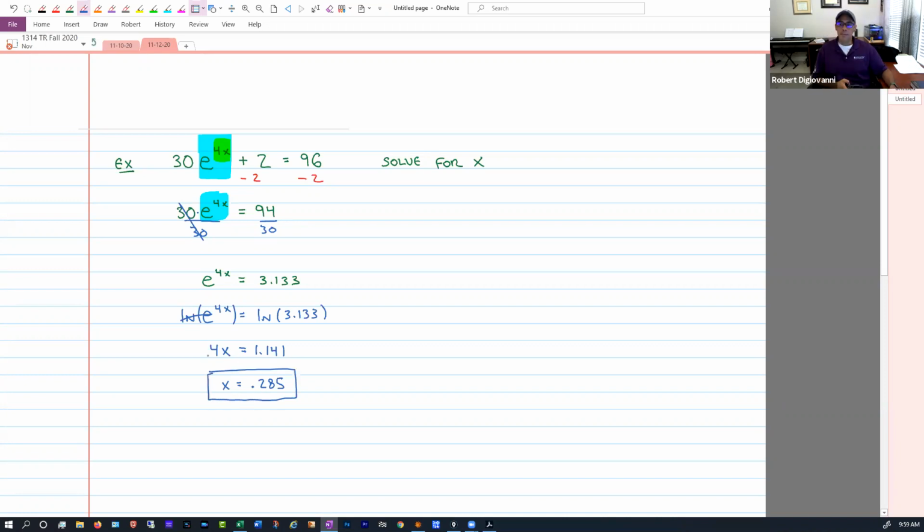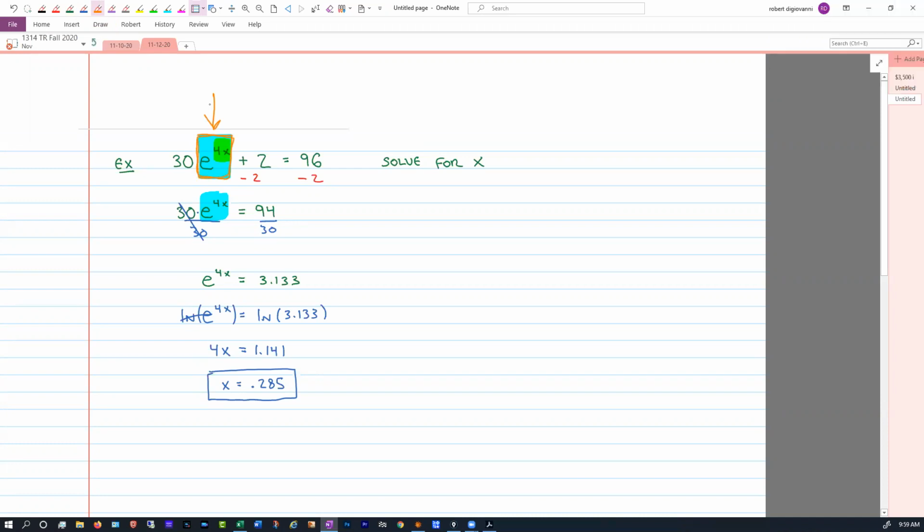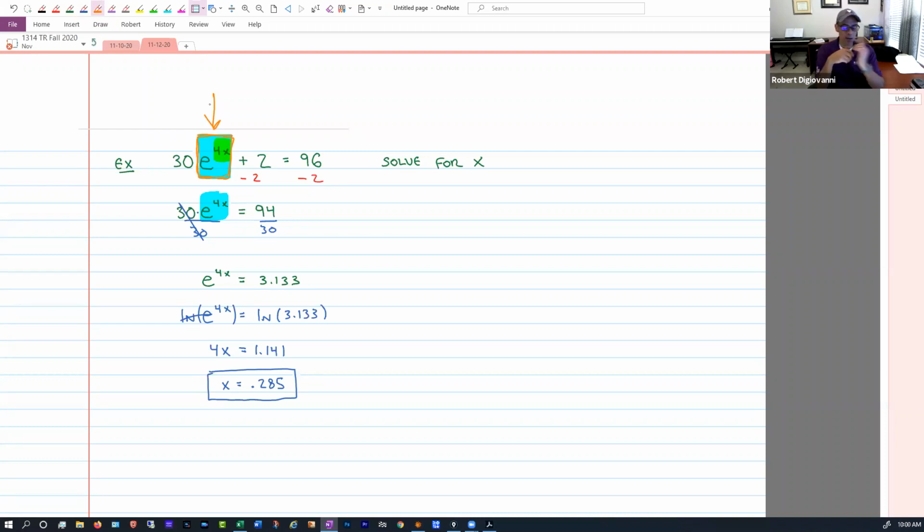Okay. Good. Sir, I have a question. Yes. So how do we know when to add the natural log? Is it only when we need to cancel out the E? Yeah. You bring the natural log in on both sides only when you've gotten the E piece by itself. So that's why, see how I highlighted this E in blue? I needed to get just that right there by itself. So that's why you divided the 30 first. Yes, that's right.